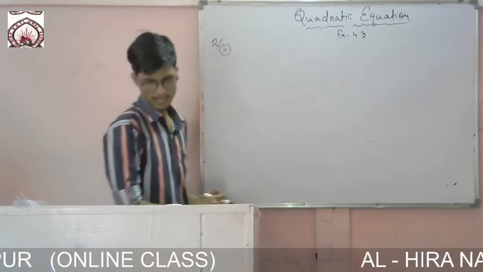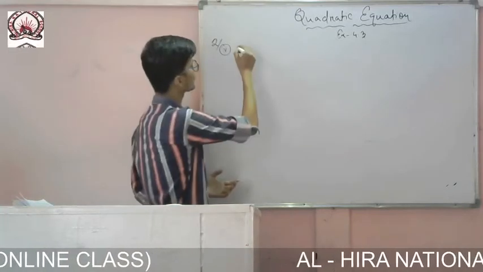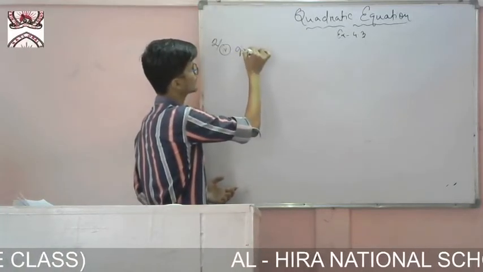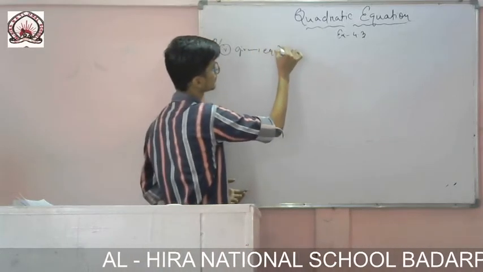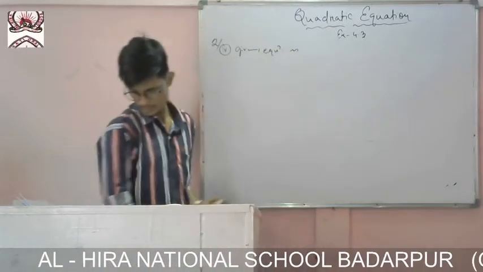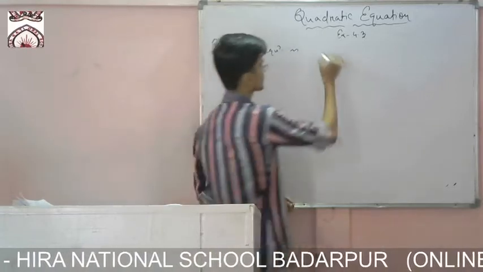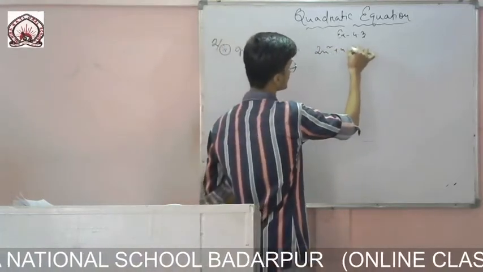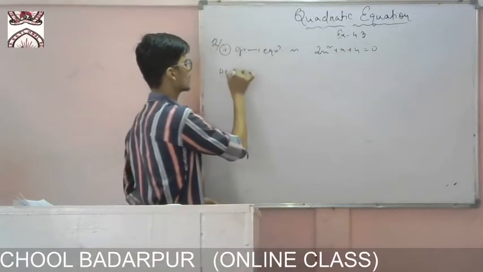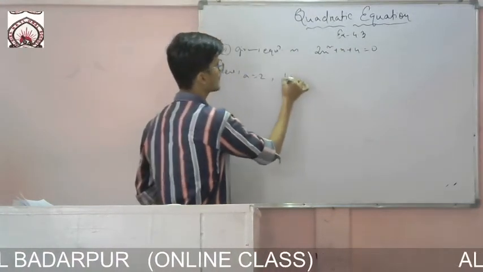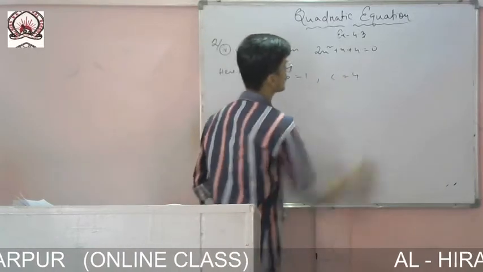Okay, so here the given equation is, what is the given equation? It is twice x square plus x plus 4 equals to 0. So here a, b, c, first of all we have to find. Here a equals to 2, b equals to 1, c equals to 4.